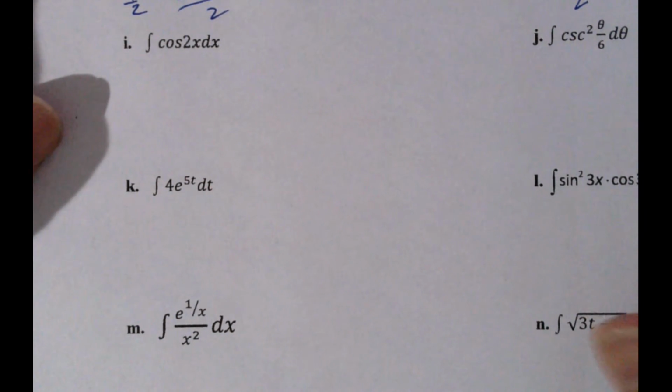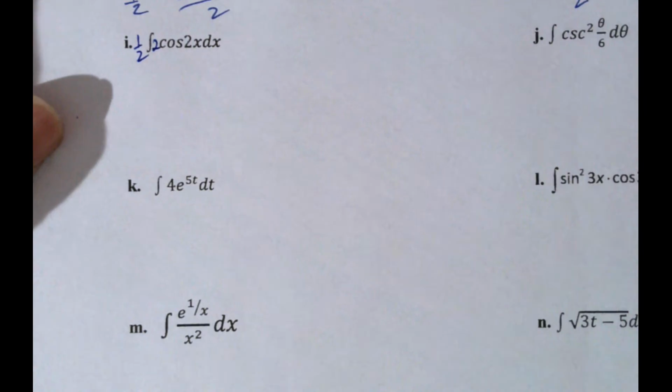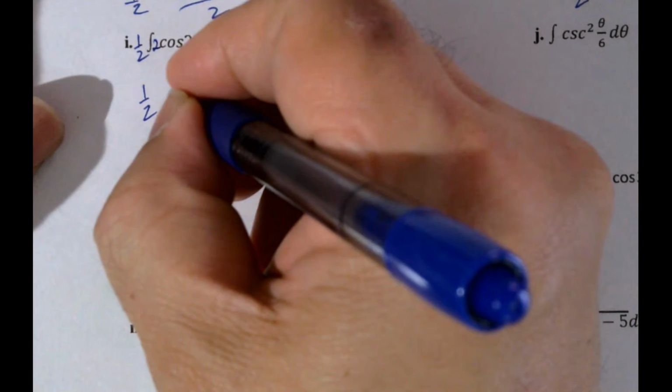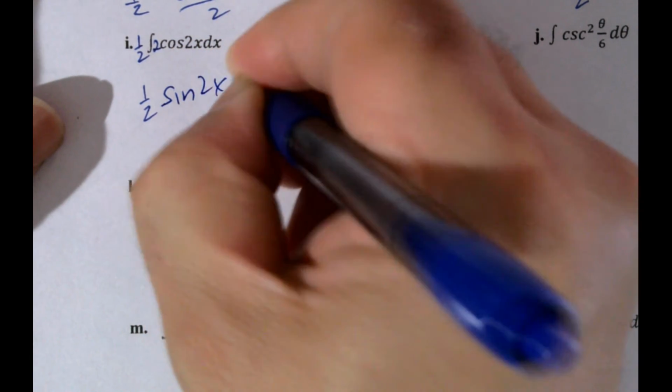And then I cosine 2x. I need the derivative of 2x, so I need a 2 there. Compensate for that 2 with a half. All right, so that's 1/2 derivative of cosine, or integral of cosine sine, so it's sine 2x plus c.